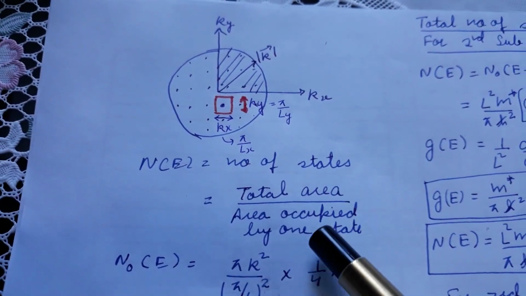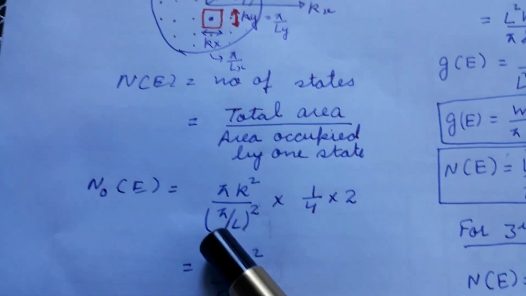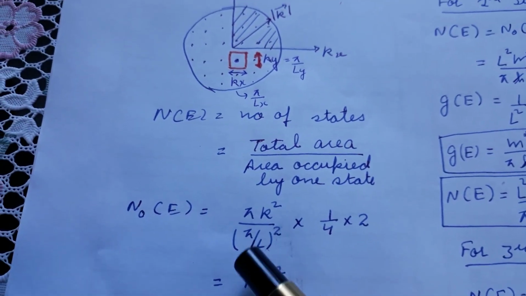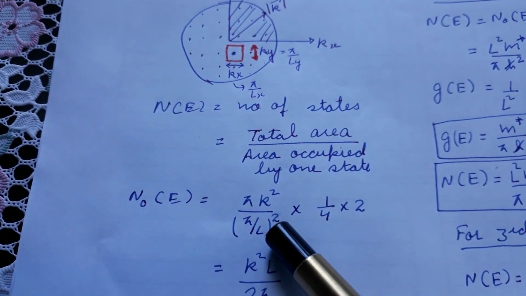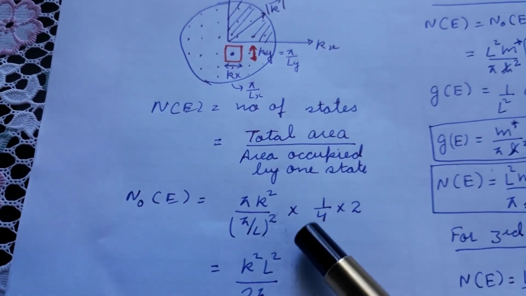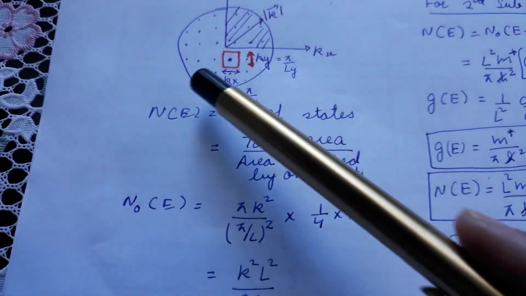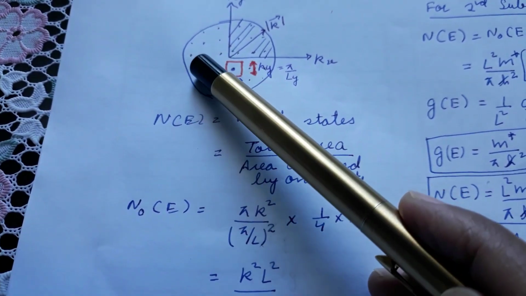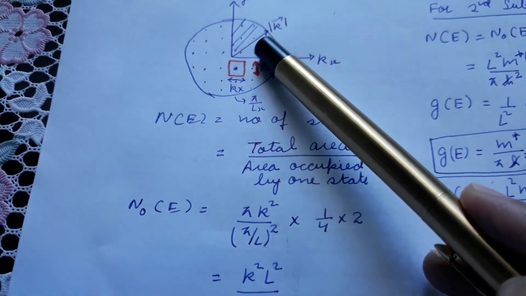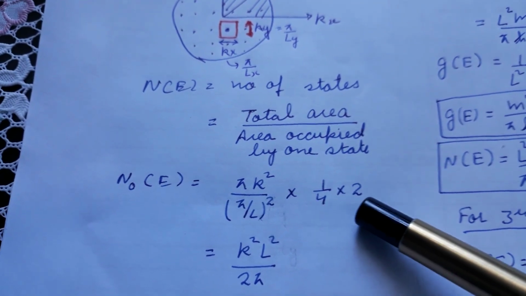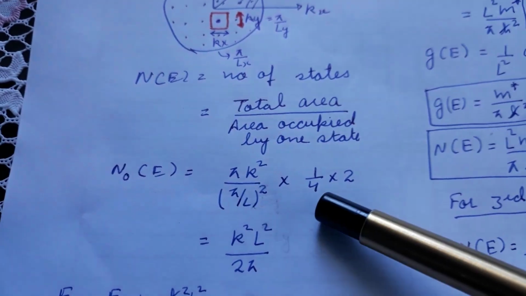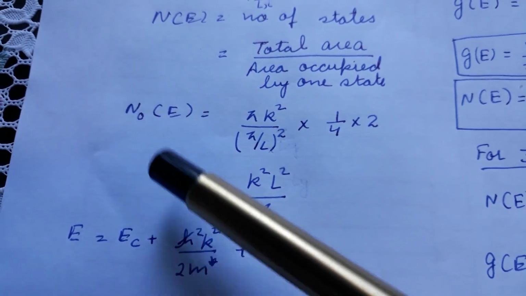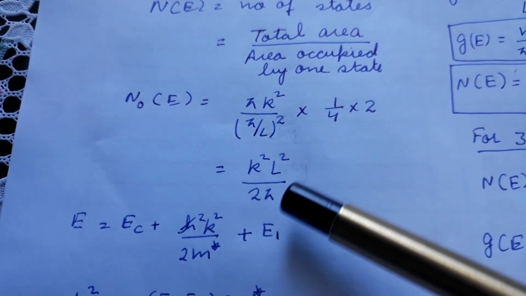So the total area of this circle will be pi k squared, and the area occupied by one state will be pi upon lx into pi upon ly. But if lx is equal to ly, then it will be pi upon l squared. We'll also have to multiply it with 1/4, because k cannot have negative values, so only the positive values we have to consider. And we'll also have to multiply it with 2, because the number of states will be double, since each electron can have 2 spin states. So the number of states for the first subband turns out to be k squared l squared upon 2 pi.